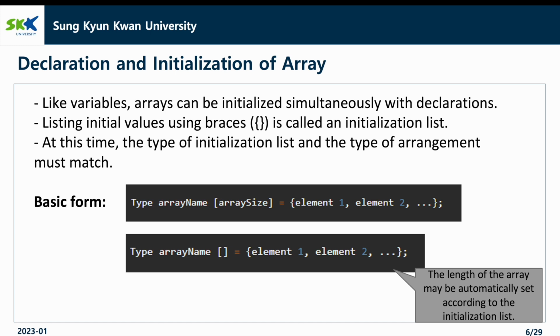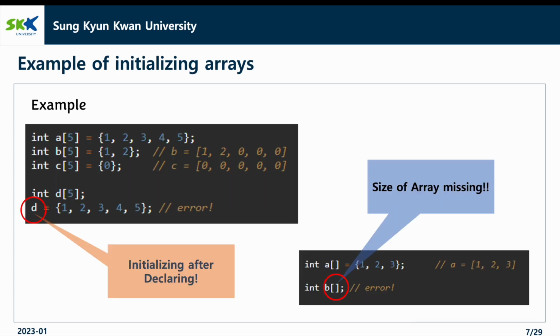If the initialization list is shorter than the length of the declared array, the rest of the array is filled with 0. Conversely, if the array is initialized with the initialization list without declaring the length of the array, the length of the array is automatically set to match the initialization list. Let's go into more detail through the examples.